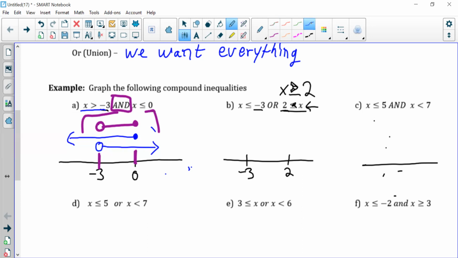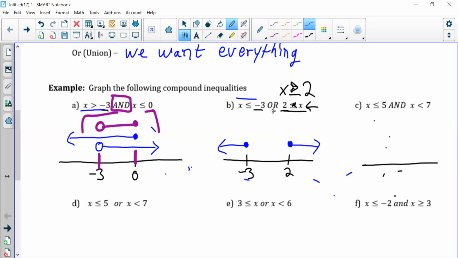Let me grab my blue pen and let's graph the first one. X is less than or equal to -3. So -3, I find it right here, less than or equal to, so I know it's going to be a filled in dot, and less than says draw the line to the left. Graph the next one. X is greater than or equal to 2. So find 2, greater than or equal to. So I know it's a filled in dot, not an empty circle, and it's greater than, so it points to the right.